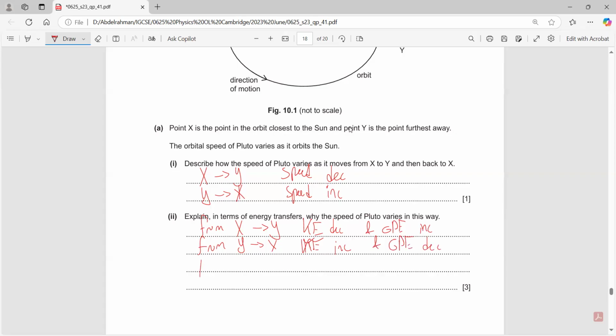So the highest amount of gravitational potential energy is at Y, and the highest kinetic energy is at X. That's it.